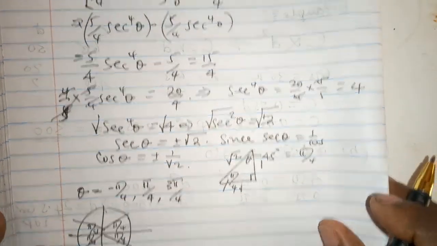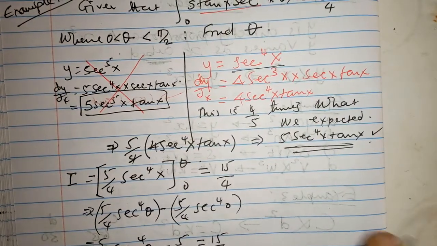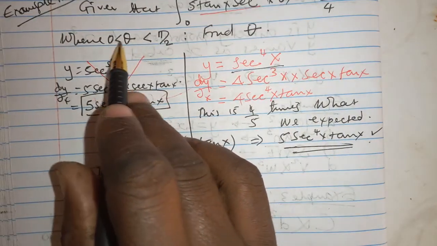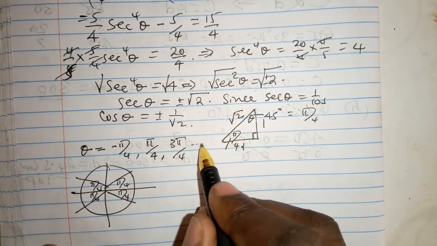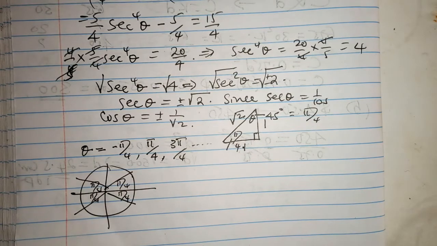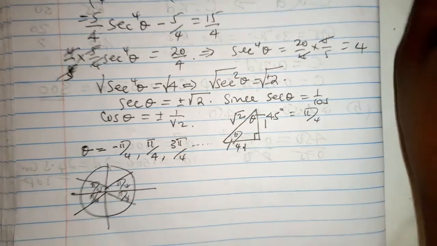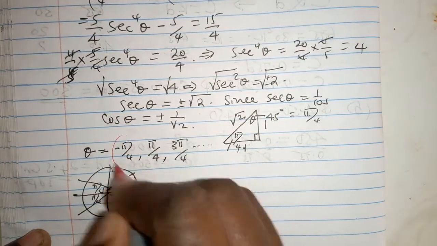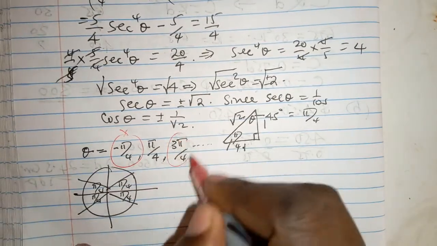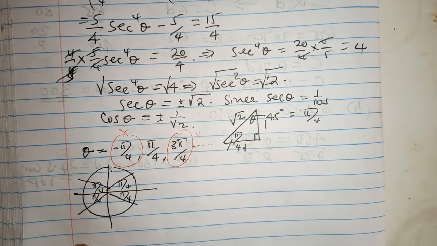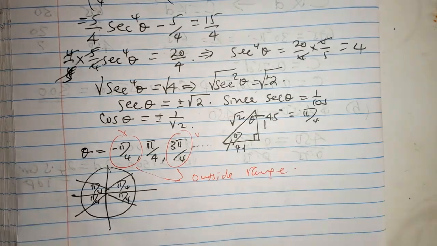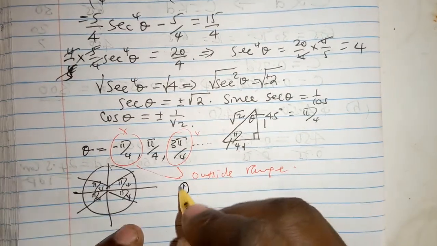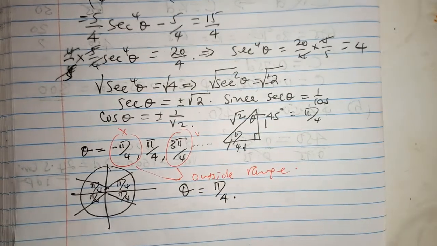But look at the range. We are told that theta is greater than 0 but less than pi over 2. So we do not need to go further than that, because we have so many possible values of theta. We are not expected to go further than that. Theta cannot be negative, so that one is out. And theta cannot be greater than pi over 2, so that one is out. So the two outside are outside our range. So the only valid value of theta in this particular question is pi over 4.